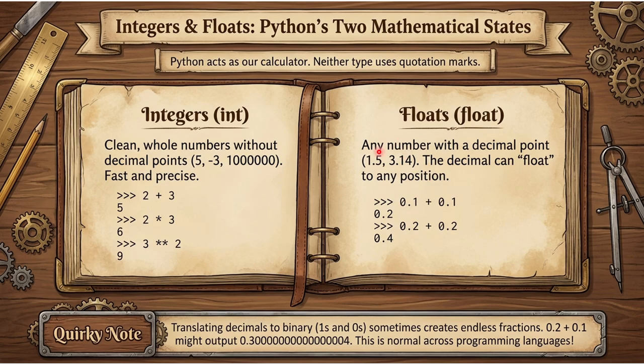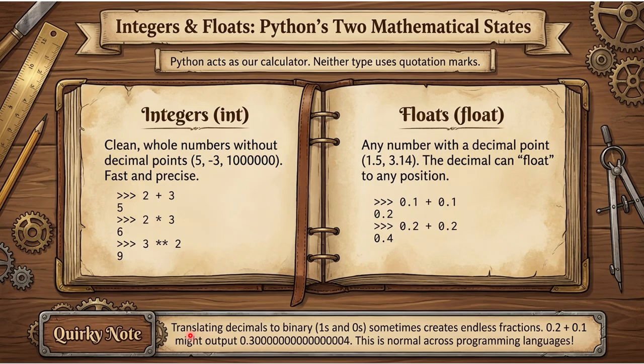And in float, any number with a decimal point, it could be 1.5, it could be 3.14. The decimal can float to any position, so you can store any number of digits after the decimal point inside the float. Here you see 0.1 plus 0.1, you will get 0.2. Similarly, if you type 0.2 plus 0.2, we will get 0.4.